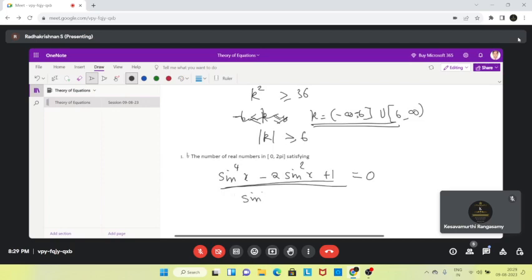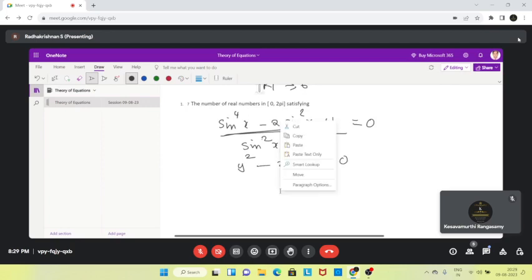Put sine square x equal to y. Then this will become y square minus 2y plus 1 equal to 0. This is how you did it, right? Yes, sir. Same method.